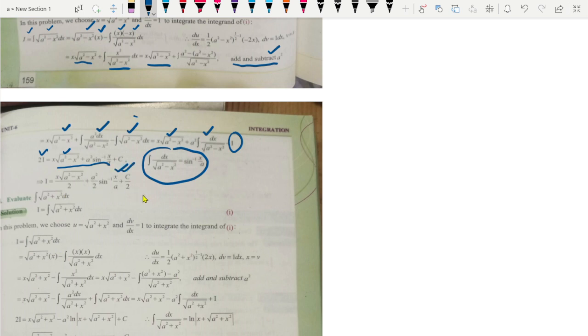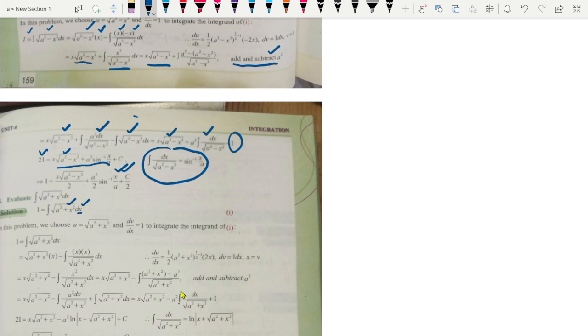By splitting this into its fractions, this one is equal to I, and I plus I is equal to 2I, and the integral of this one is equal to sine inverse of x divided by a. So 2I is equal to this one, so dividing by 2 on both sides, this equation will become this. Now the second part is similar to this, this is equal to u and this is equal to dv.